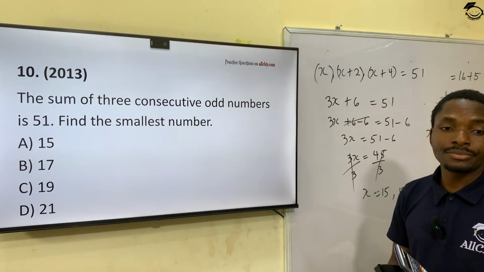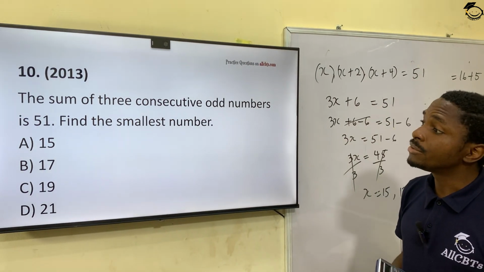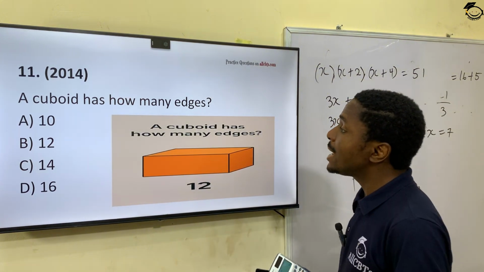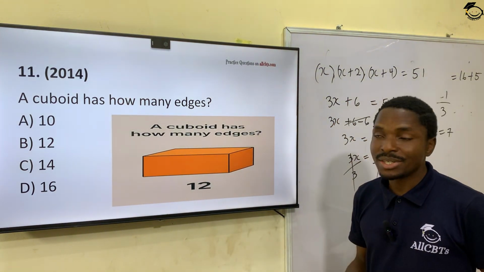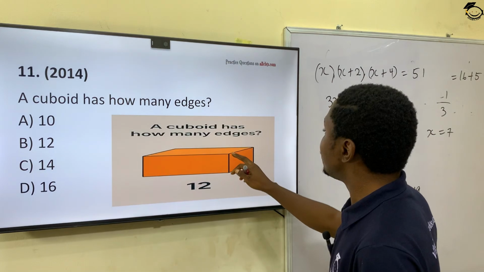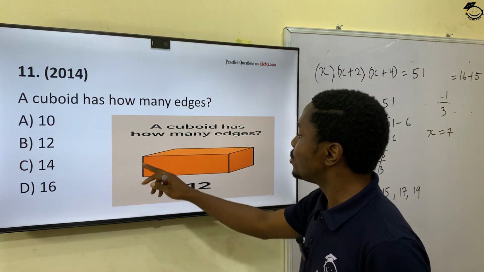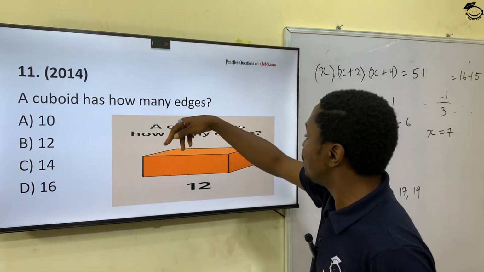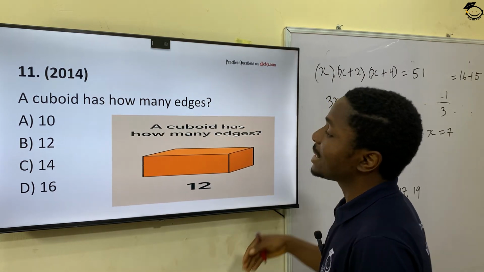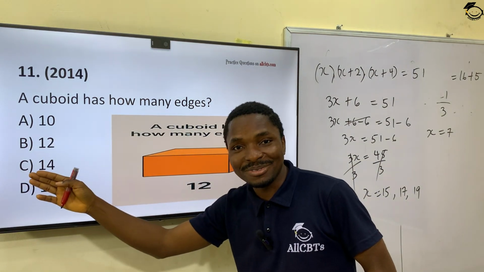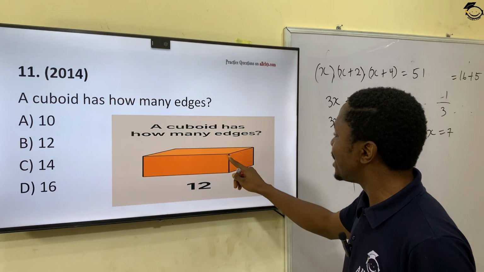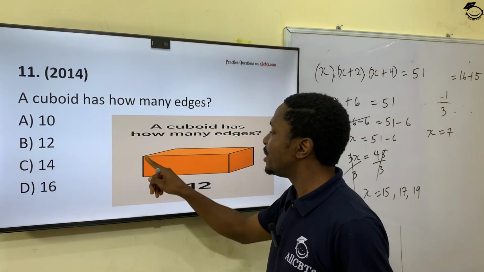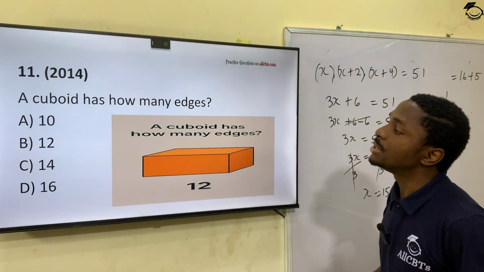Question 11. A cuboid has how many edges? A cuboid has how many edges? You count it. 1, 2, 3, 4, 5. On the other side, this side, that side. The total is 12. So always keep that at the back of your mind. A cuboid has 12 edges by the time you count all the sides.